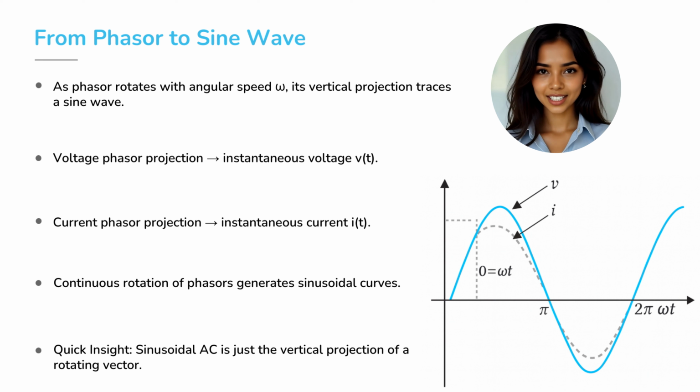The phasor angle omega t corresponds perfectly to the point on the sine wave. This shows us the deep connection. Rotation in a circle transforms into oscillation along a line. So here's the quick insight. Sinusoidal alternating current is simply the vertical projection of a rotating vector. And that's the power of the phasor method. It transforms wavy mathematics into simple geometry.